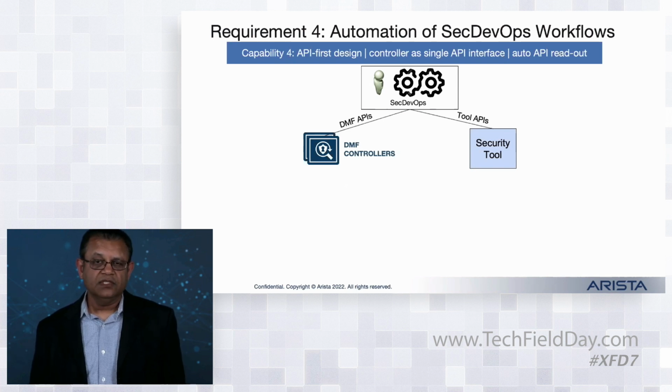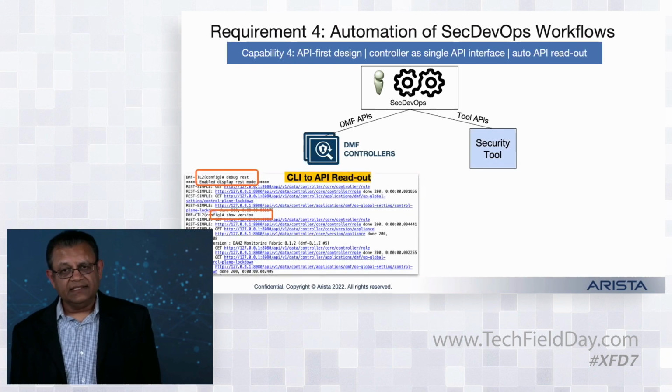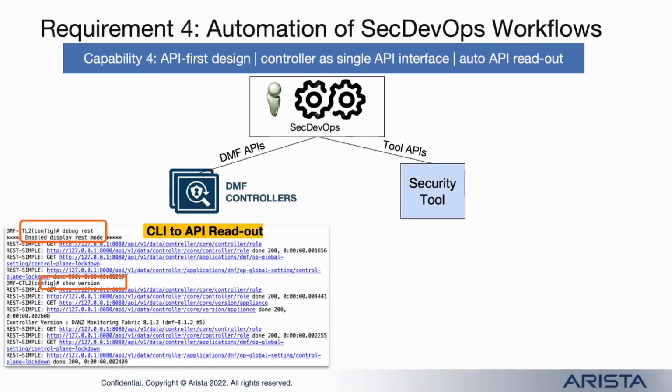The DMF controller is the single point of API interface. And so a SecDevOps team can now talk to the security tools that provide APIs, talk to the DMF controller, and be able to automate their workflows. Now, is that all we can do, or can we do better? Can we assist the SecDevOps team in creating their scripts very quickly without errors?